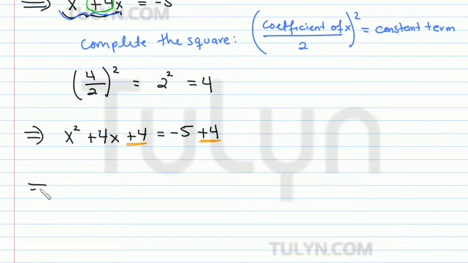So now on the left, this becomes the square of a binomial. In particular, this becomes x plus 2 squared. Right? This is x plus 2 times x plus 2. And then on the right side, we just have simply negative 1.